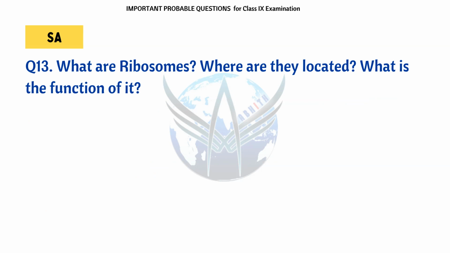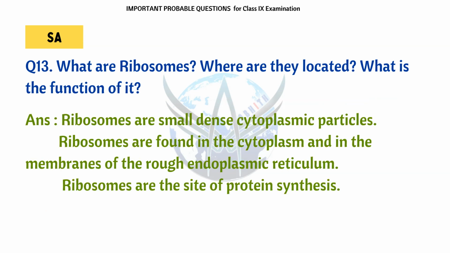Question number 13. What are ribosomes? Where are they located? What is the function of it? Ribosomes are small dense cytoplasmic particles. They are located either in the cytoplasm or on the RER, rough endoplasmic reticulum, embedded in the membrane. Mention these two points, and then write that the major function is that it is the site of protein synthesis. Question number 14.